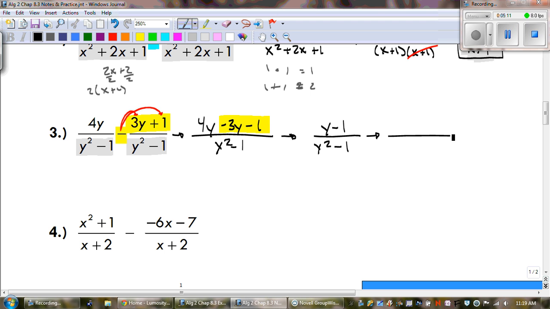Next step, the top stays the same, but what about the bottom? The bottom is the difference of two squares, and that's y plus 1 times y minus 1. Cancel out the y minus 1s, and then we're left with 1 over y plus 1. Remember, when things cancel out on the top, there's a 1 left over.